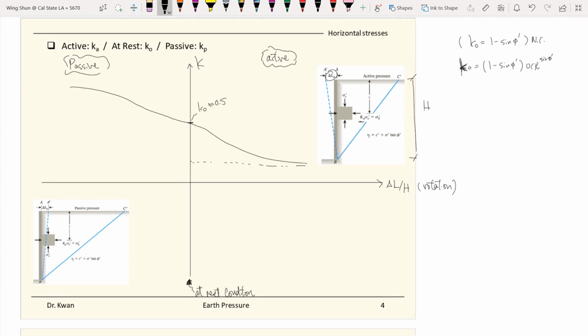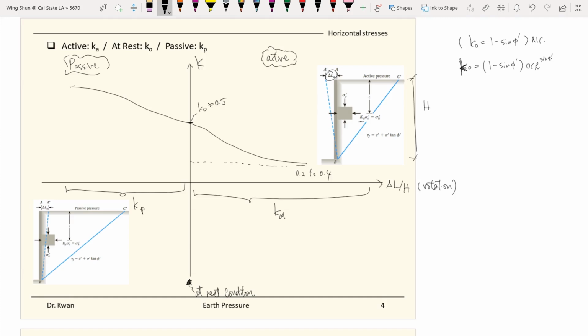But you need to expect that if you have too much displacement or too much movement, then failure may occur. And this Ka value would flatten out between 0.2 and 0.4. So this part is the Ka, and the other part is the Kp.